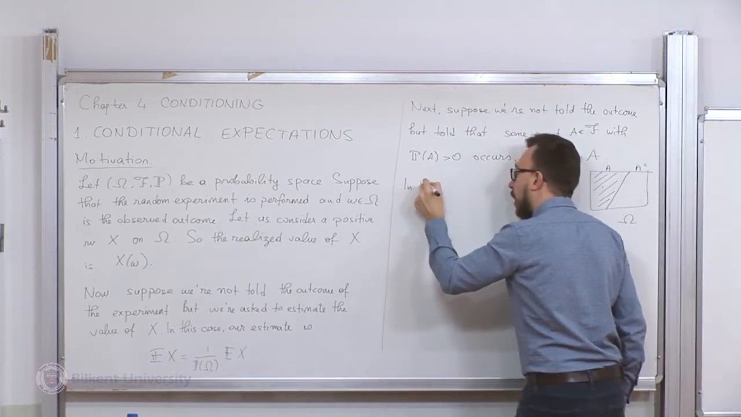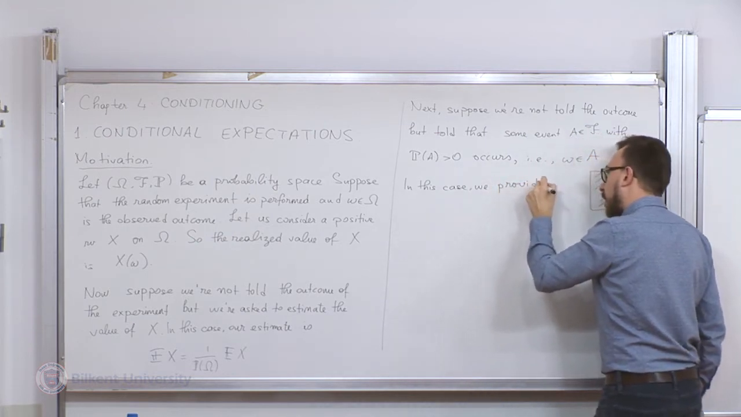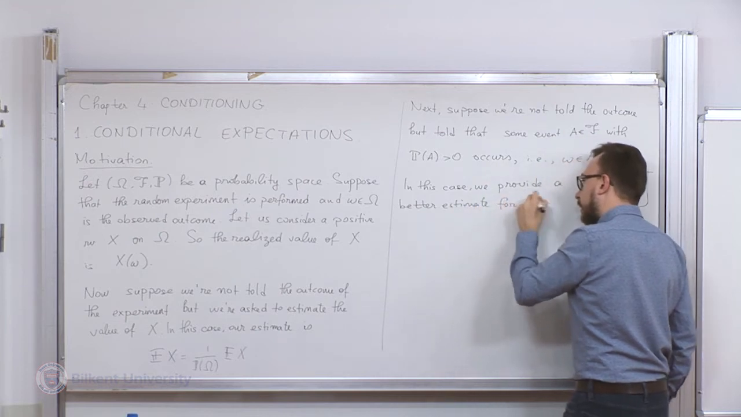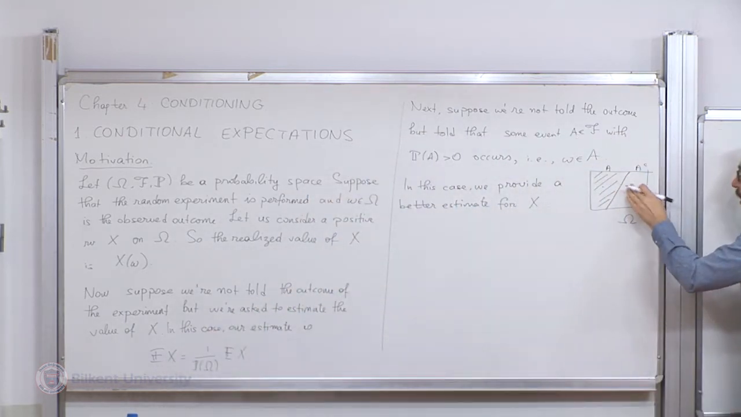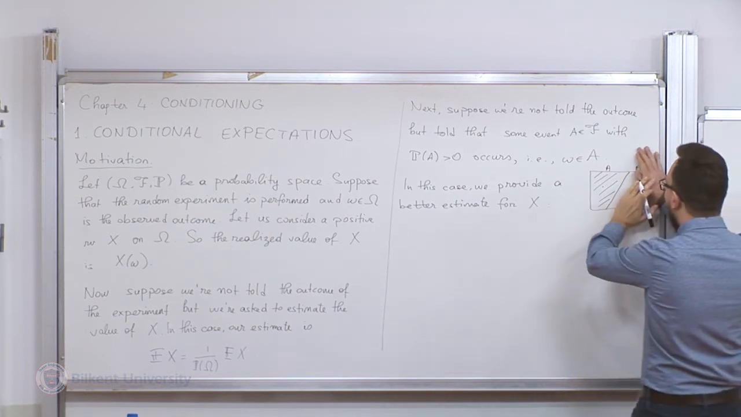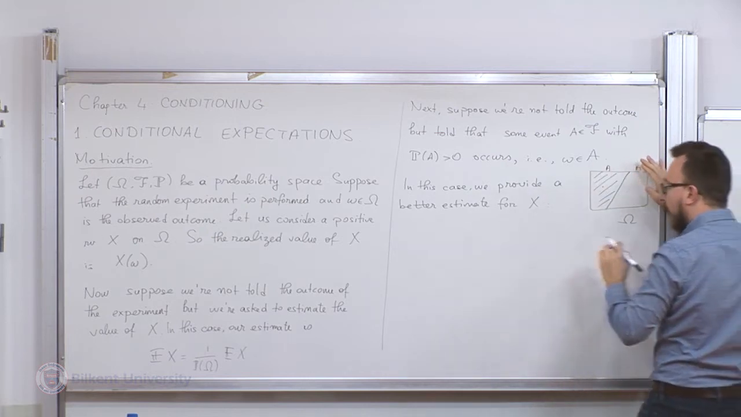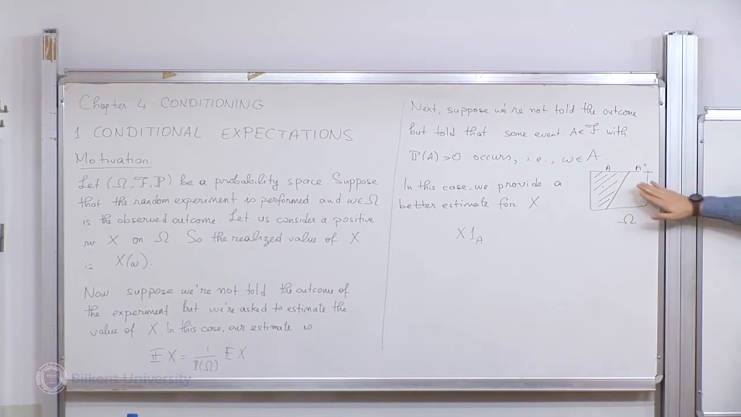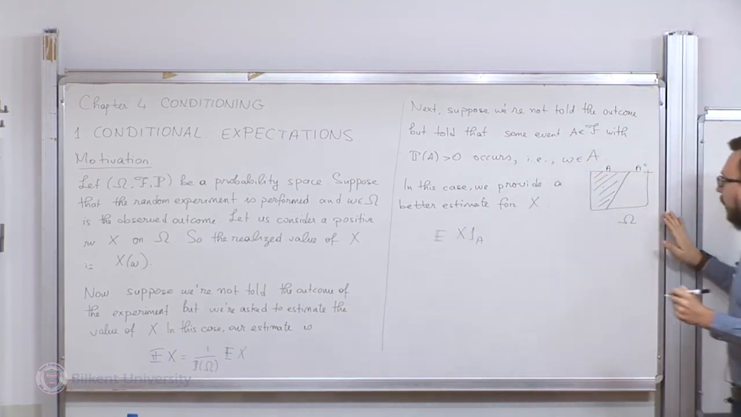In this case, we provide a better estimate for X. Okay? So the previous estimate would be too rough now because we don't have to consider the case where omega is in A complement. So this is excluded from our world, and somehow we would like to live in the smaller world and take some expectation over this world. Okay? So this means to restrict X on this set, namely just assigning 0 values here, right? And taking the expected value of this.